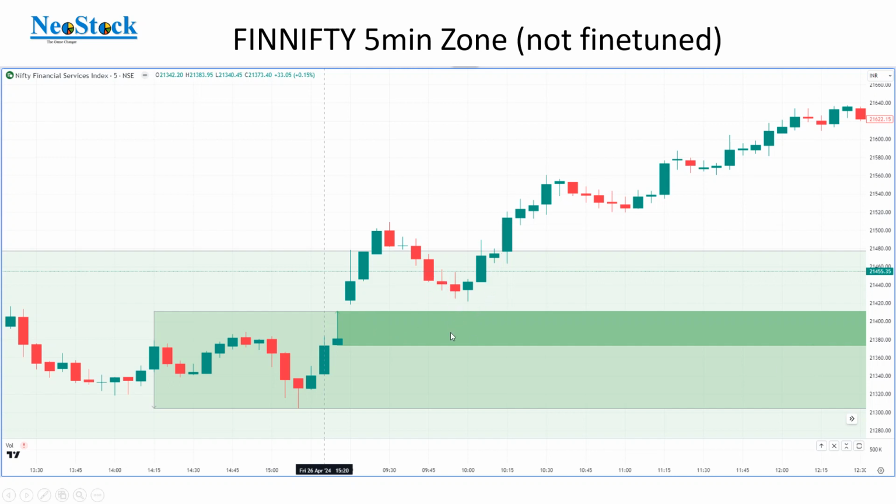And the second important clue is the price rejections before the zone, before entering into the zone. See, prices came close to the zone and again started moving up. We can consider this as a rejection before the zone. What is rejection? Prices are moving away from the zone here.